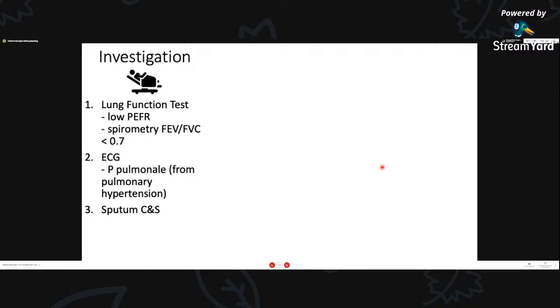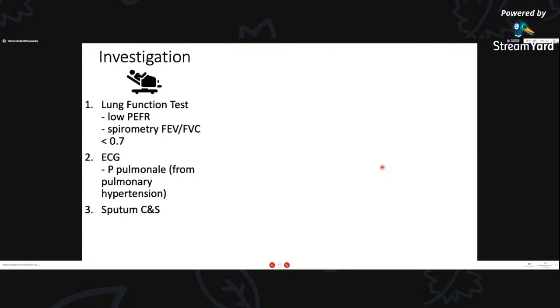So an FEV1 over FVC ratio of less than 0.7 will be a diagnostic feature of COPD. And actually, PEFR we can use to aid our diagnosis, but for example, in primary care, we don't have spirometry as readily accessible as compared to the tertiary clinic.